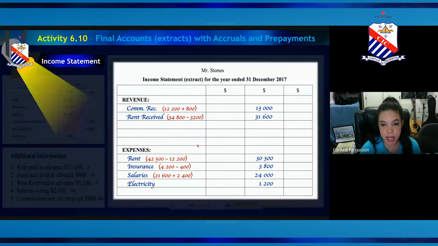Right, so this is your answer there for you, and you will just tally it. So your total revenue is 44,600, and your total expenses would be 59,300. And this is your answer. If you need to double check, this is what you should have for 6.10 for your income statement.